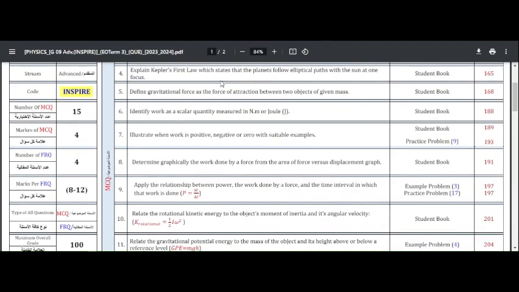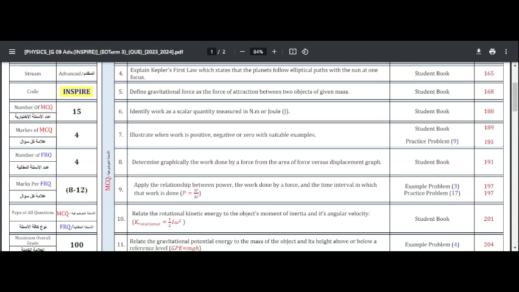The fourth one, you can see that it's asked to explain Kepler's first law, which states that the planets follow elliptical paths with the sun at one focus, right? So in this one they could give you, I can think of it as a multiple choice question. They can give you a list of sentences which you should read very, very carefully to really select the option in which the right law is mentioned, right?